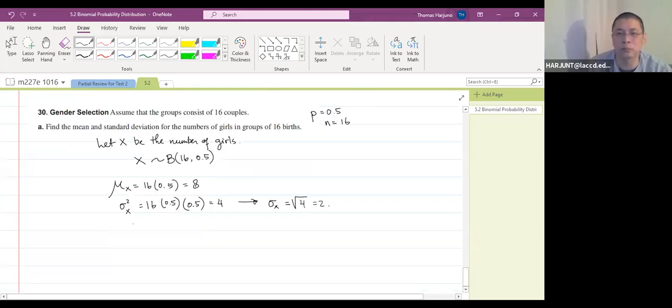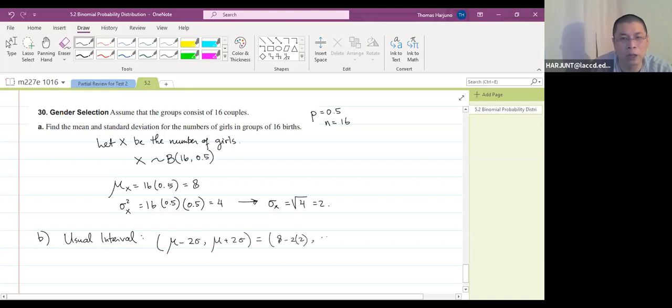Now part D, the one where I ask, what is the usual interval? The usual interval will be mu minus twice standard deviation, mu plus twice standard deviation. That would be from 8 minus 2 times 2 up to 8 plus 2 times 2. That's between 4 and 12.